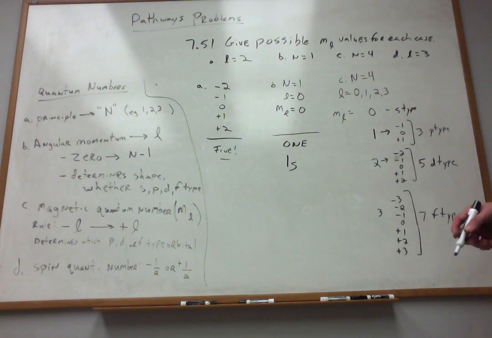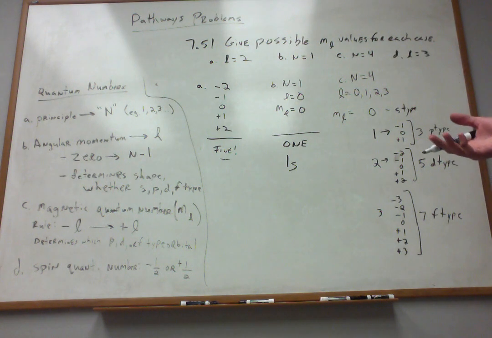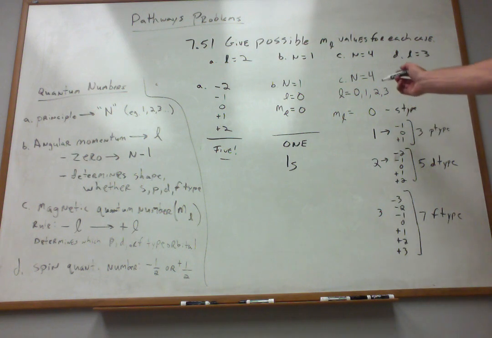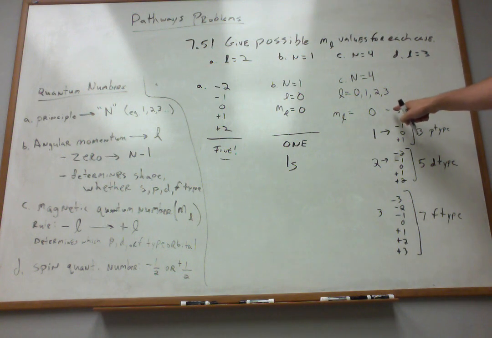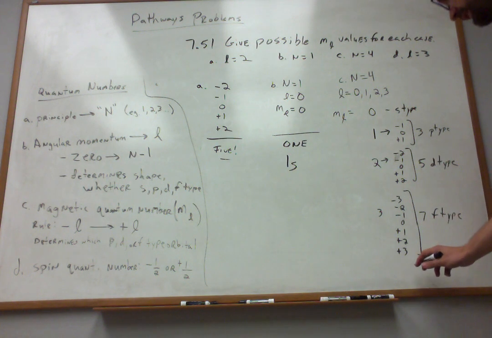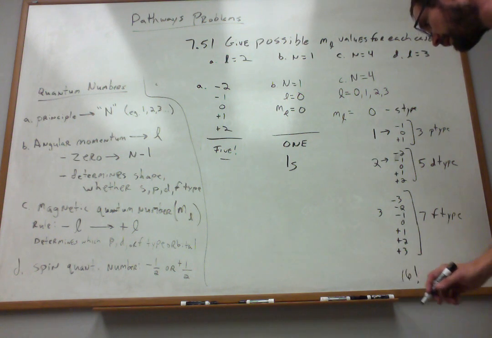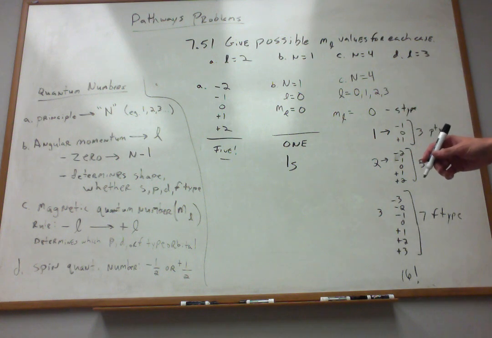So if we want to know how many possible m sub L values could possibly exist for each case, there's kind of a lot for n equals 4. It looks like I've got 1 here. That makes 4 when I add these 3. I add 5 more, that makes 9. And then 7 more. It looks like there's 16. So for part C, there's 16.